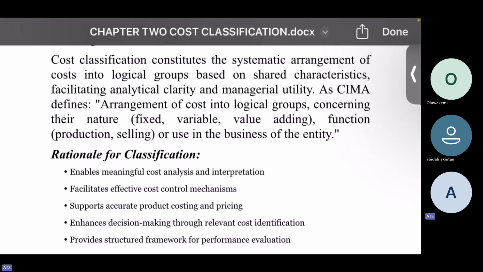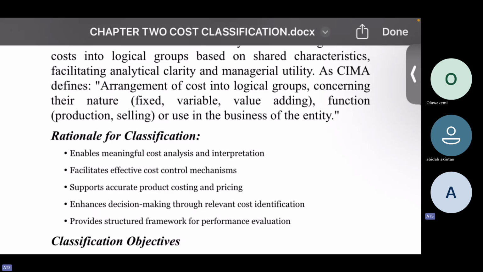It is to help us make meaningful analysis and interpretations, right? So let's take for instance, when you classify according to elements, you cannot really account for materials the same way you account for labor, right? Because you cannot really put a price on human experience or human efficiency the same way you do different units of materials. So that's one of the imperatives behind cost classification. You need to classify costs because not every element can be accounted for the same way, right? It supports accurate product costing and pricing.